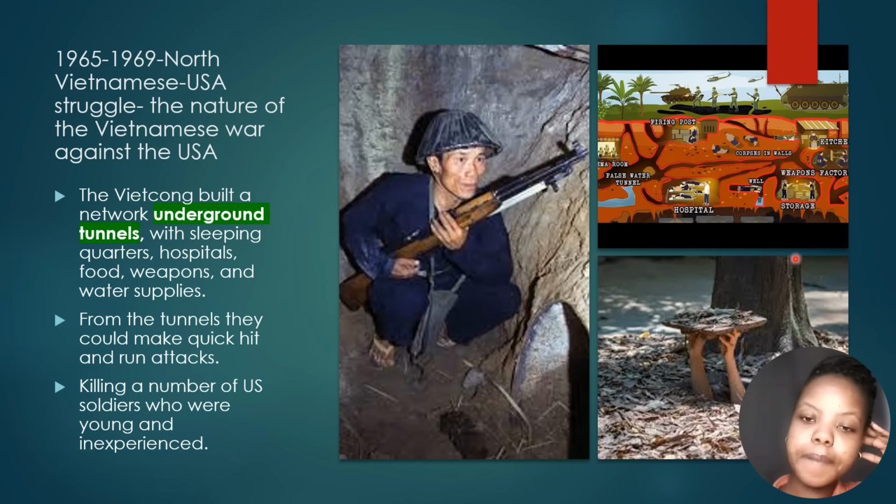Yes, these are the underground tunnels. It might not be clear enough, but this is on land and these are the US troops. These are the underground tunnels. This is the hospital wing. There's food, there's water, and so forth. They would operate in those tunnels, come out and do surprise attacks and then quickly go hide themselves, which made it difficult for the US troops to find them. Not to mention that the US troops were also young and inexperienced, so they couldn't compete with the guerrilla war tactics employed by the Viet Cong.